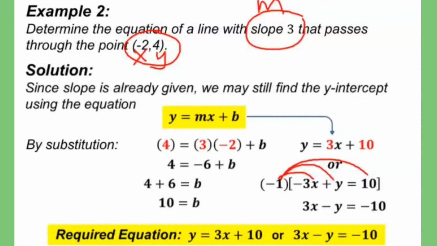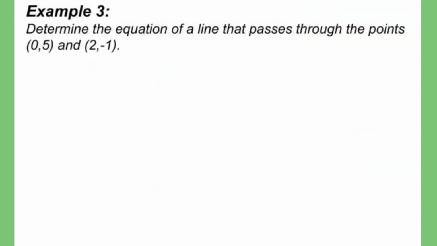Let's now proceed to our example number 3. Determine the equation of a line that passes through the points 0, 5 and 2, negative 1.